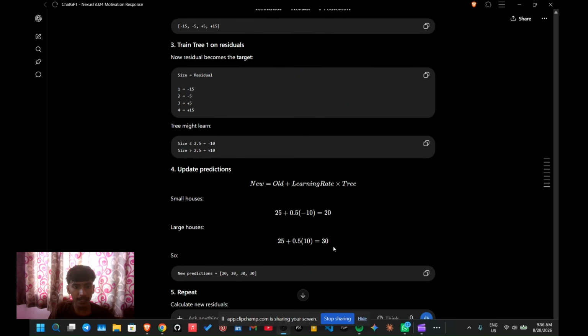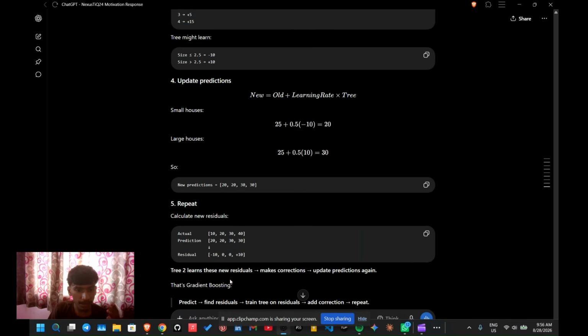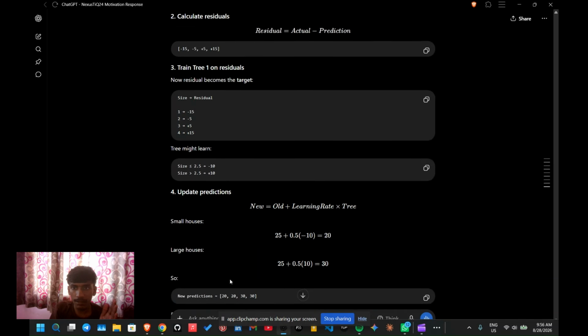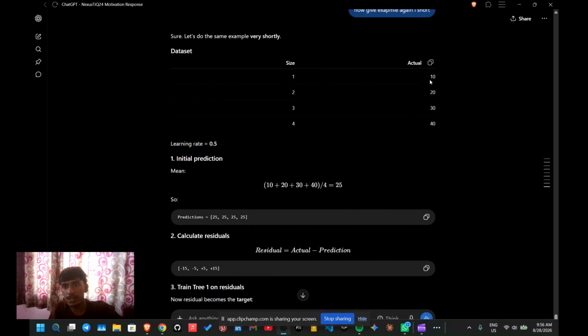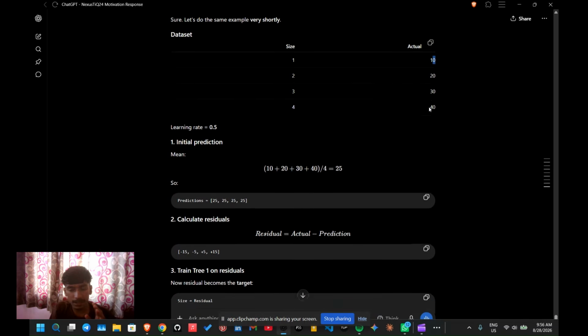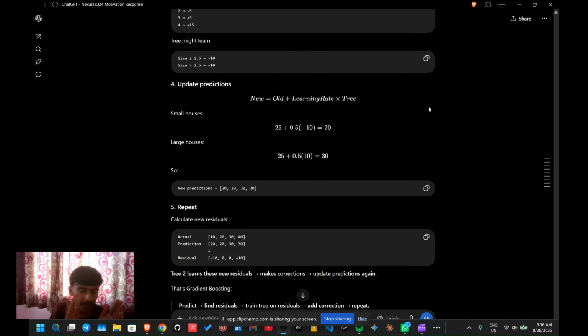Now our model is predicting 20, 20, 30, 30. Here you can see. This process would be repeated again and again. According to 20, 20, 30, 30, the residuals would be calculated. The actual values are 10, 20, 30, 40, and the differences between them are minus 10, 0, 0, plus 10.